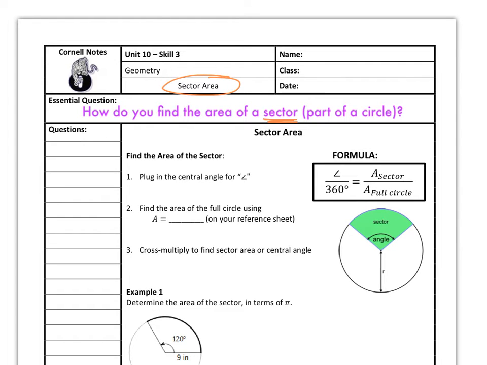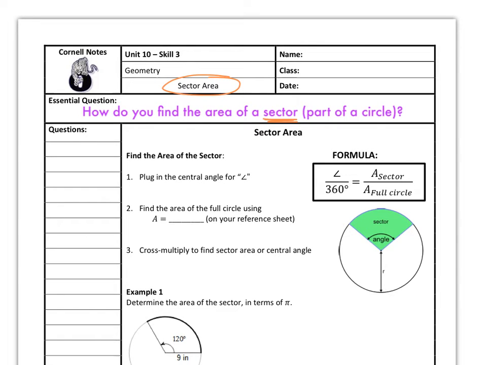It's going to be a central angle still. It's got to come from the center. So we know how to find areas of circles. You've done that for a long time, but now we're going to figure out how you only find the area of part of a circle, or that specific sector? So again, make sure you copy that essential question down. How do you find the area of a sector or part of a circle?